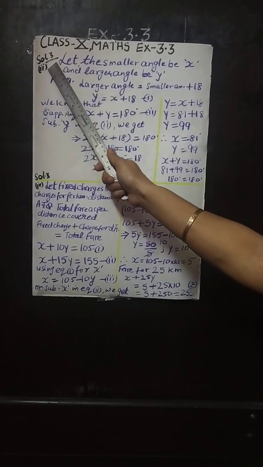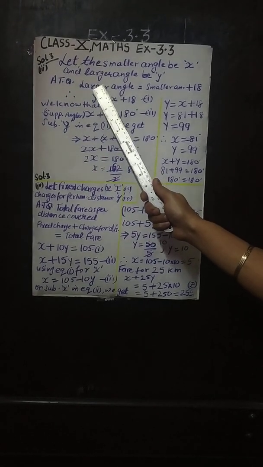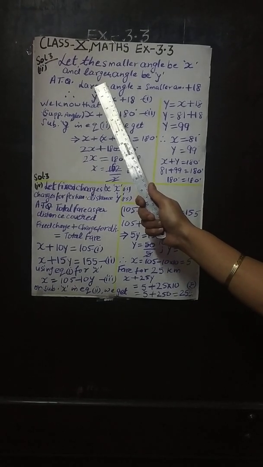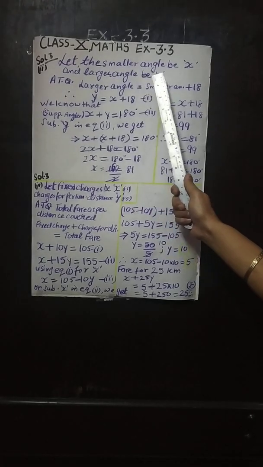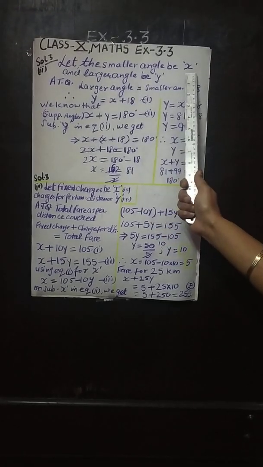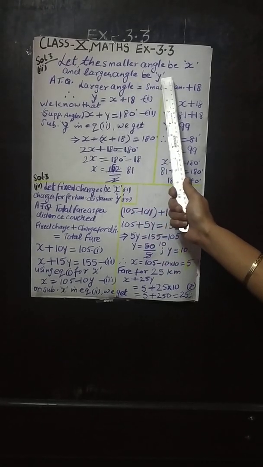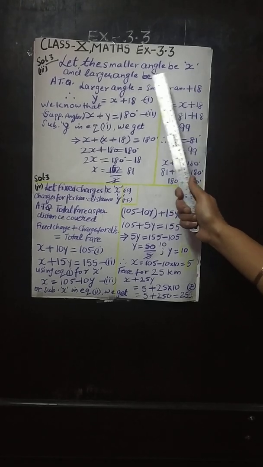Now I am going to take question number 3, second part. Here the question is given: the larger of two supplementary angles exceeds the smaller by 18 degrees. Find them. So we have to take help of two variables. So let the smaller angle be x and the larger angle be y, because we have to find both the angles.